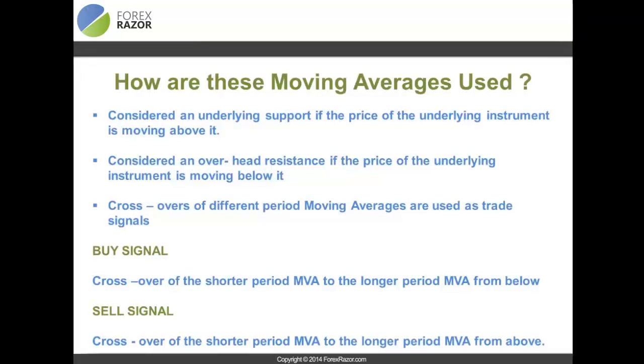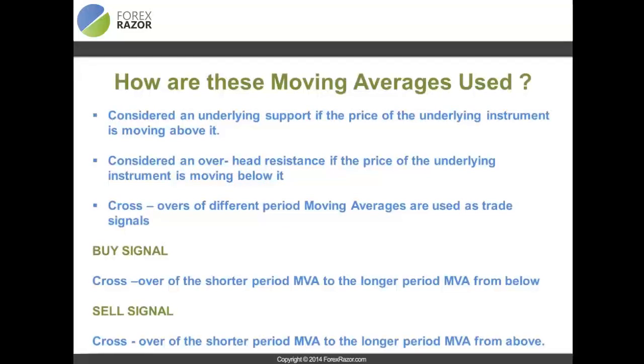So how are these moving averages used for trading? Moving averages are often considered or treated as underlying support or overhead resistance levels. If the price of the underlying financial instrument on which the moving average has been applied is trading at a price above the moving average, then in this case, the moving average can act as an underlying support. Alternatively, if the price of the underlying instrument is trading at a price below the moving average level, then in this case, the moving average can act as an overhead resistance level.